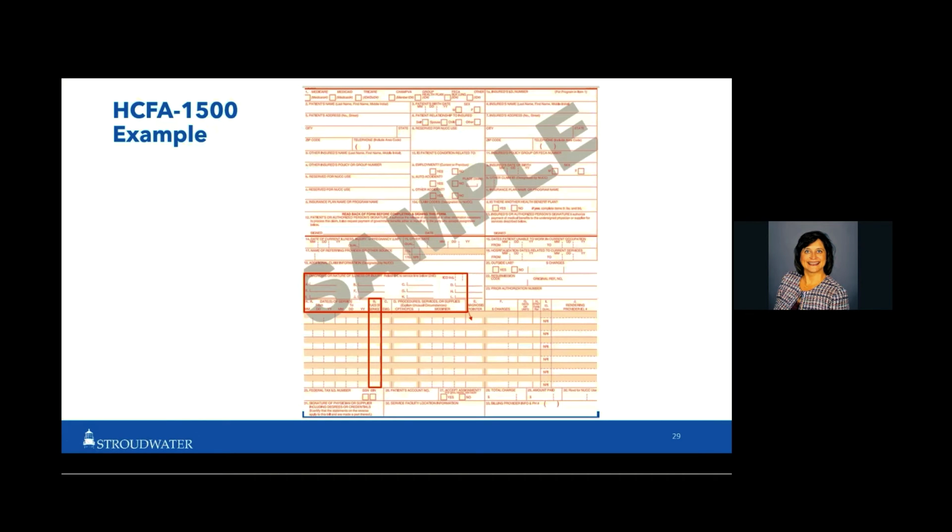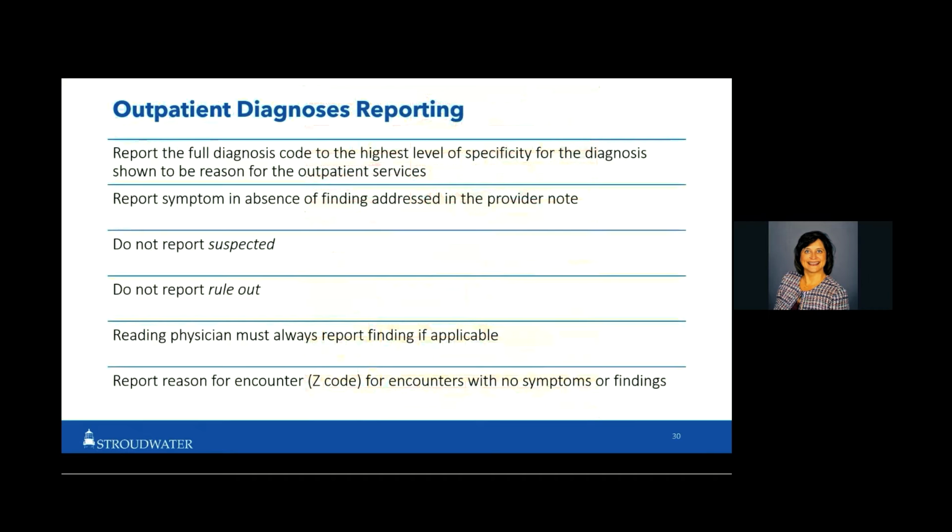Now, on outpatient diagnosis reporting, you want to report the full diagnosis code to the highest level of specificity for the diagnosis shown to be the reason for the outpatient service. You report symptoms in absence of findings addressed in the provider notes. You don't report suspected, don't report rule out, and the reading physician must always report findings if applicable. And for the reason for encounter, the Z codes, you would include a Z code for encounters with no symptoms or findings. Now, I know you're saying, Amy, that's a lot of words. How does this work in real life?